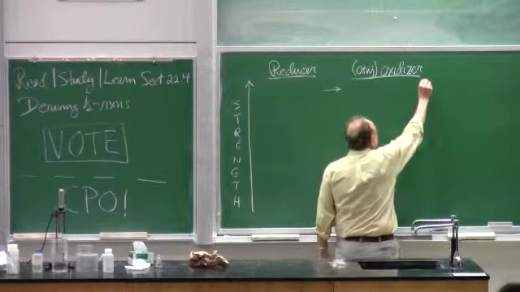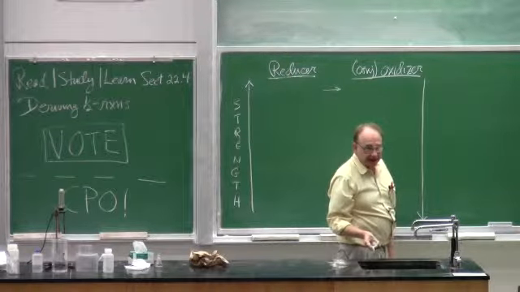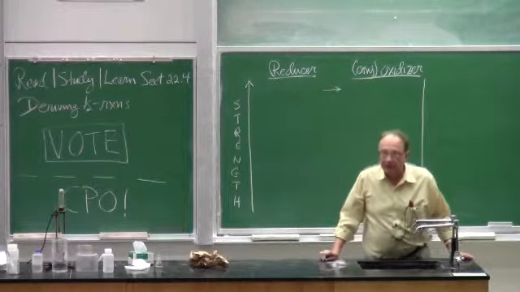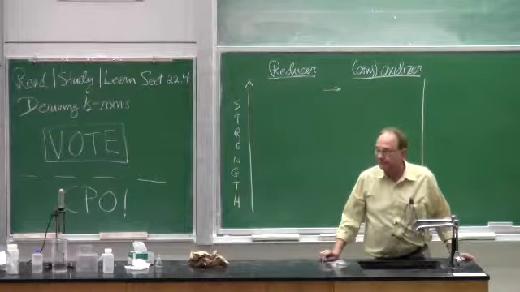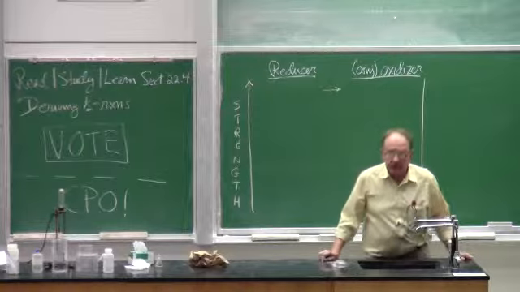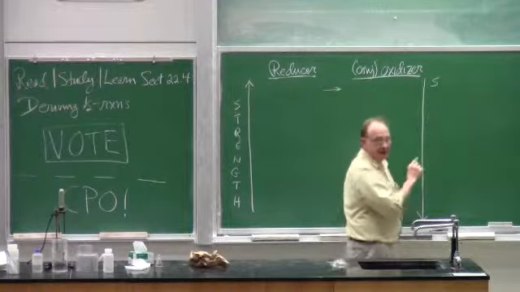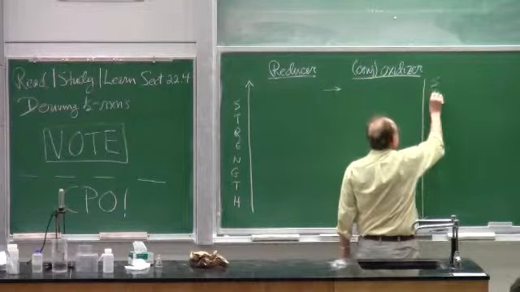Therefore, just like with the acid-base table, where the acids are getting stronger from bottom to top, and the bases therefore must get stronger from top to bottom, same for this reducer conjugate oxidizer table.